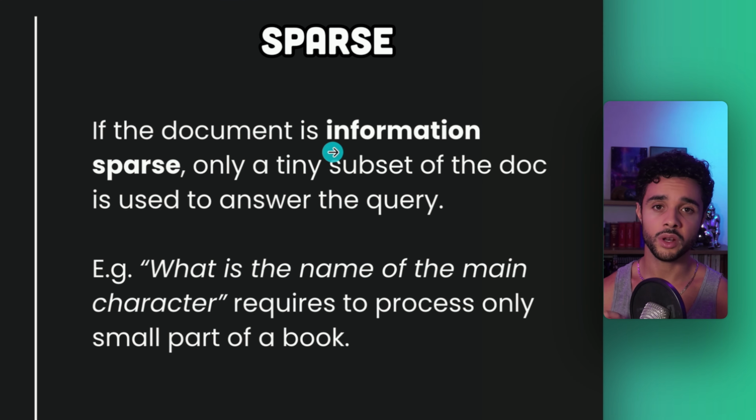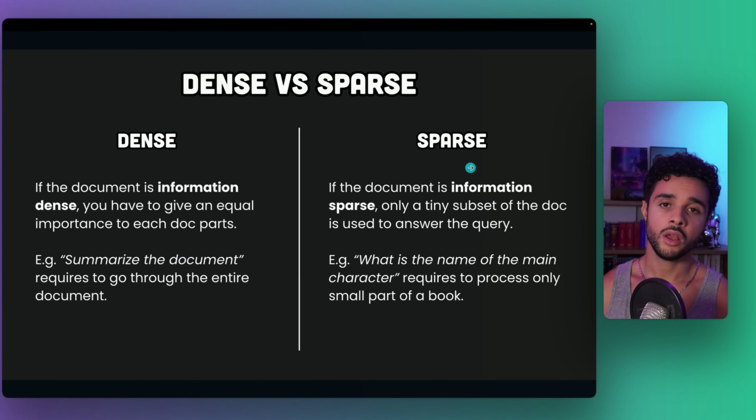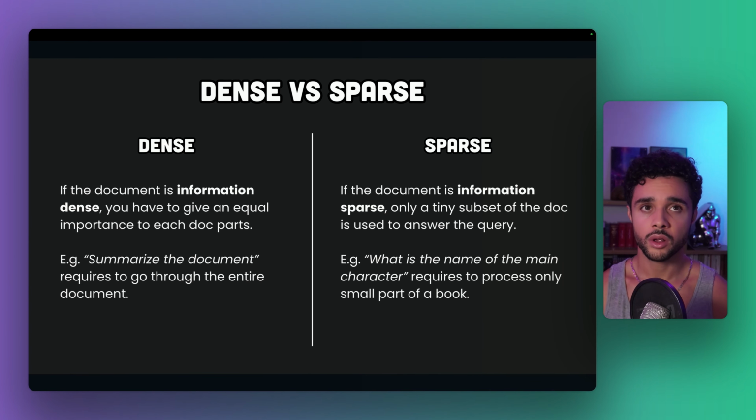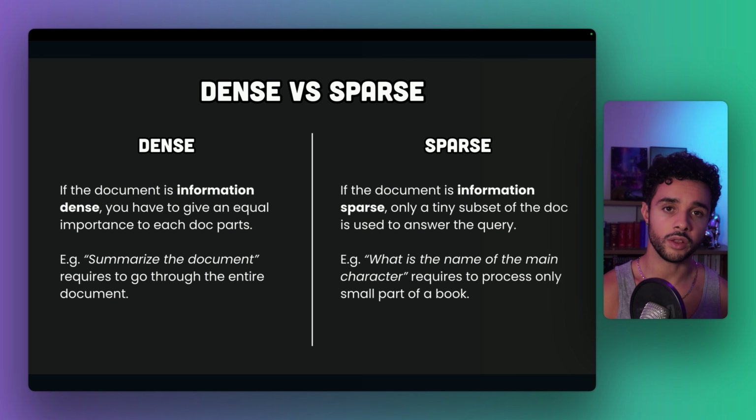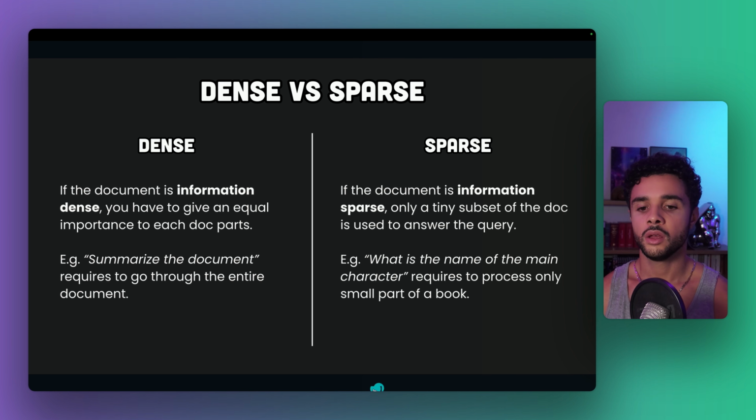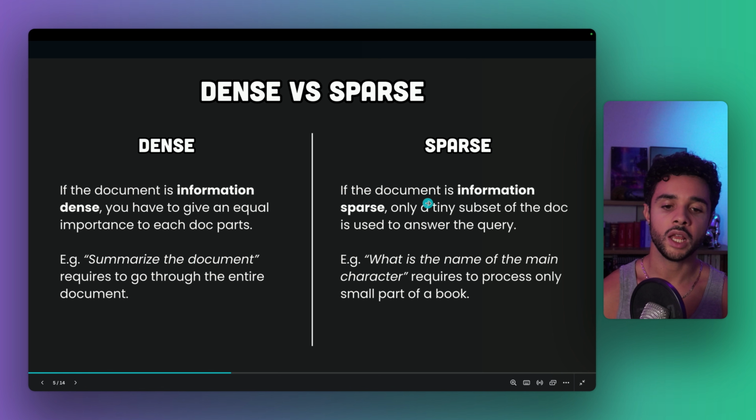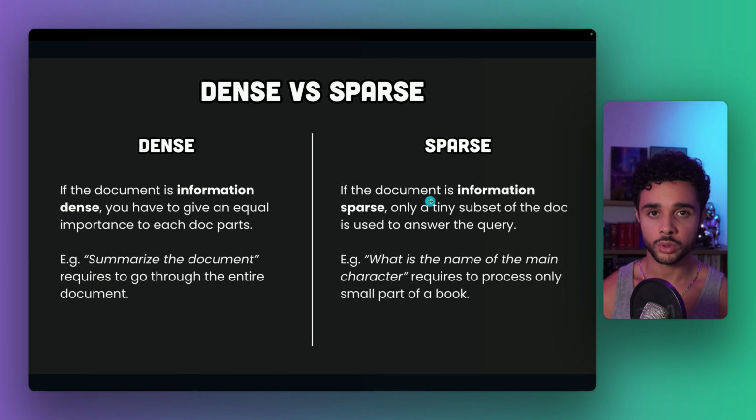If the information in the document is sparse relative to the query, it means that only specific parts of the document are relevant to the final output. And in this case, we'd rather find those specific important parts and use them to produce the final answer. An example would be, what is the name of the main character in a book? Typically, it would require only reading the first few chapters to answer, and we would like to only use this information to produce the final answer and avoid all the noise of the entire document.